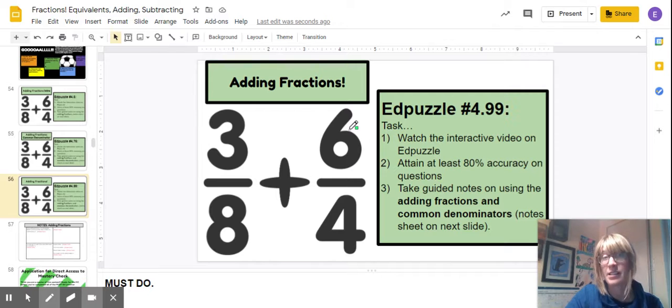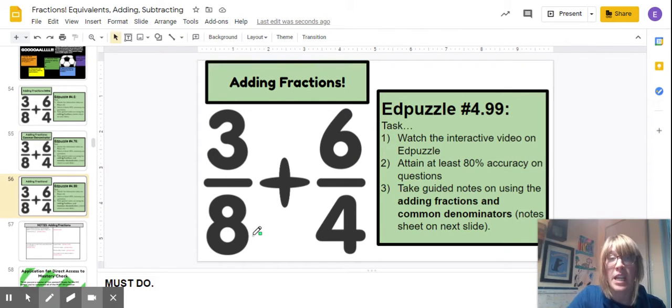One thing you might recognize is that 6/4 is actually an improper fraction, meaning that the numerator is bigger than the denominator. So in this case, we're going to look at the fractions and say, well, are the denominators the same? And they are not the same right now. So we need to work a little magic, have Diva come in and help us change the look of these fractions so that they do have a common denominator.